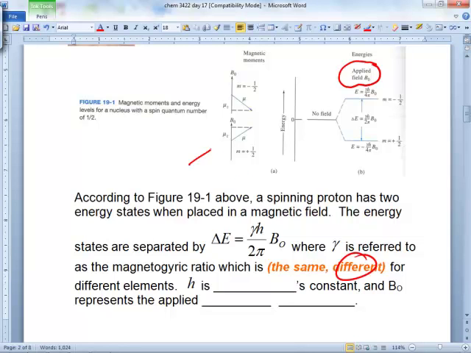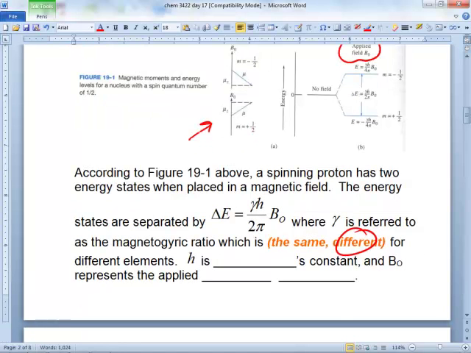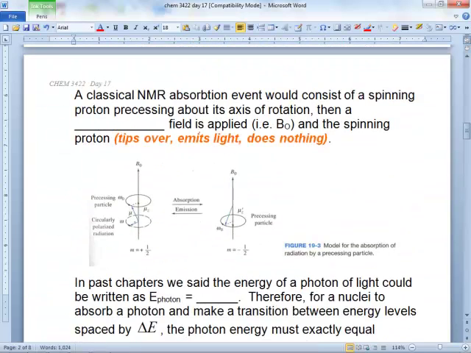Okay. No wonder we're going so fast. This is like 4 pages. B naught represents the applied what? What was it called? Oh yeah, 6. Magnetic field. 7. I don't know.